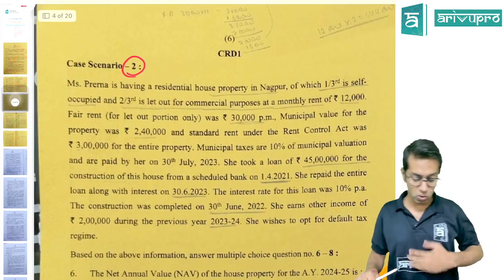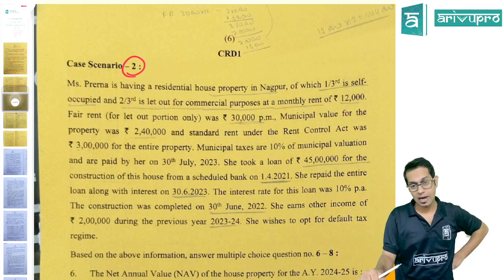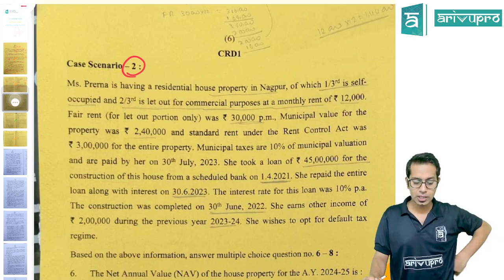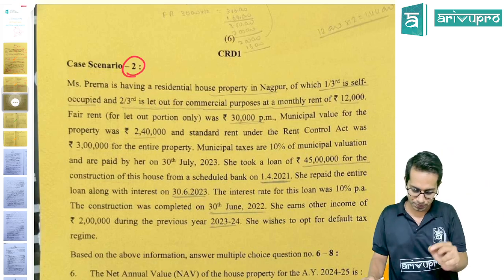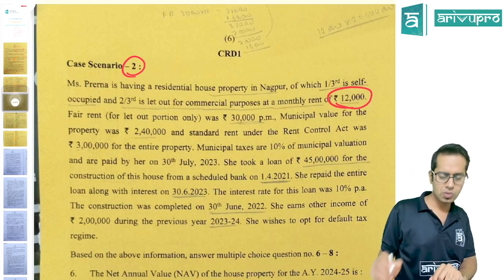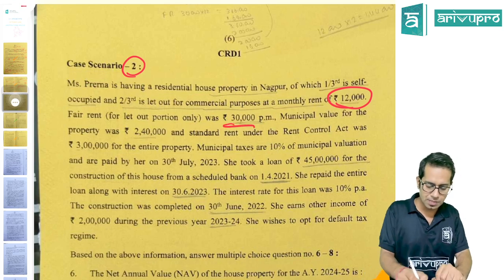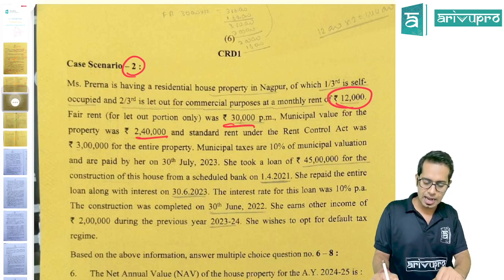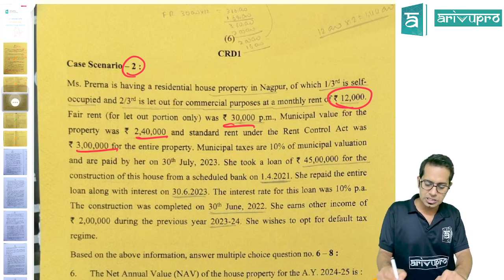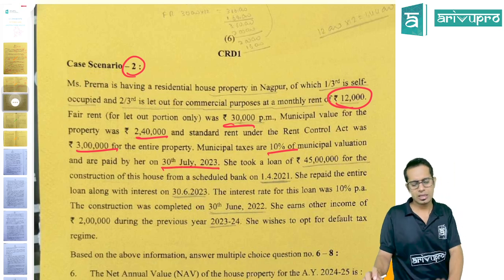Miss Prerna has a residential house property in Nagpur, of which 1/3 is self-occupied and 2/3 is let out for commercial purpose for a monthly rent of 12,000 rupees. So the monthly rent which she is charging is 12,000 rupees. Fair rent of this house is 30,000 per month. Municipal value is 2,40,000, and standard rent as per the Rent Control Act is 3 lakh rupees. Municipal taxes is 10% of municipal value, which is paid by her on 30th July 2023.